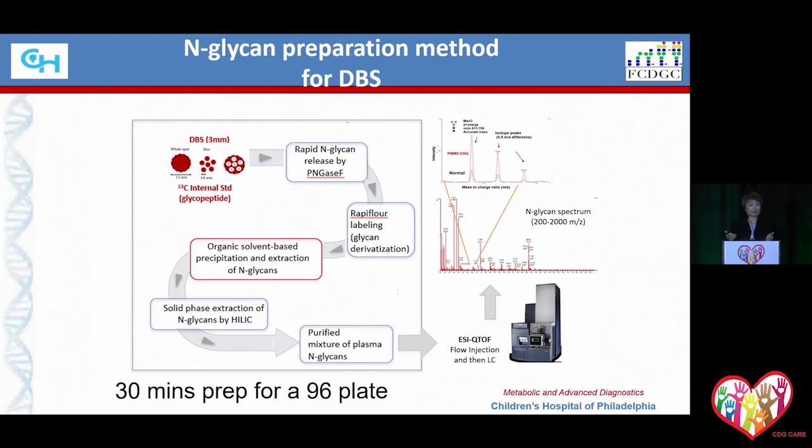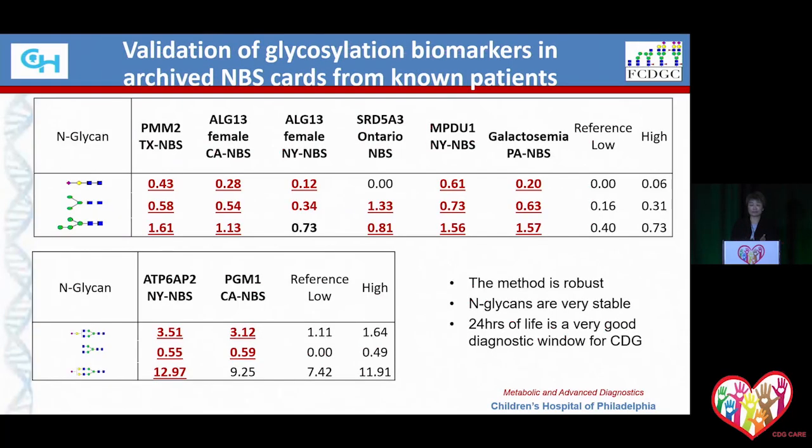So in a medium-sized state such as Georgia or Minnesota, the birth rate is about 20,000. So we're talking about 2 to 3 plates, and we can finish all the newborn screening within a day. So this is compatible with how the workflow works in a newborn screening lab. This is the most important slide for this talk. This is validation of glycosylation biomarkers in archived newborn screening cards retrieved from known patients.